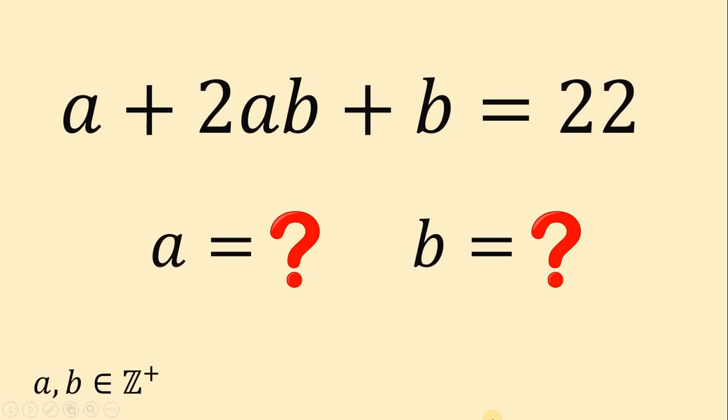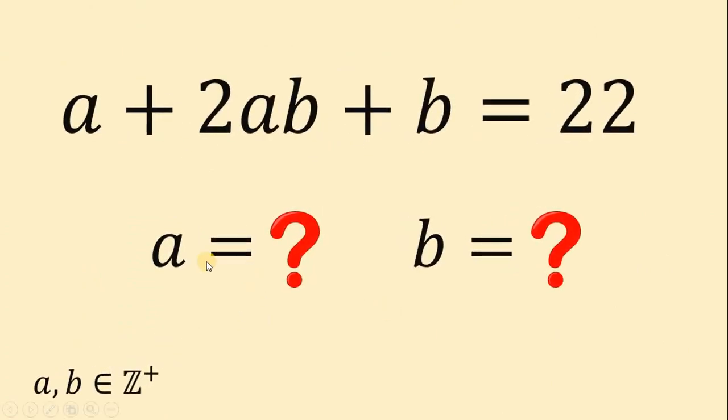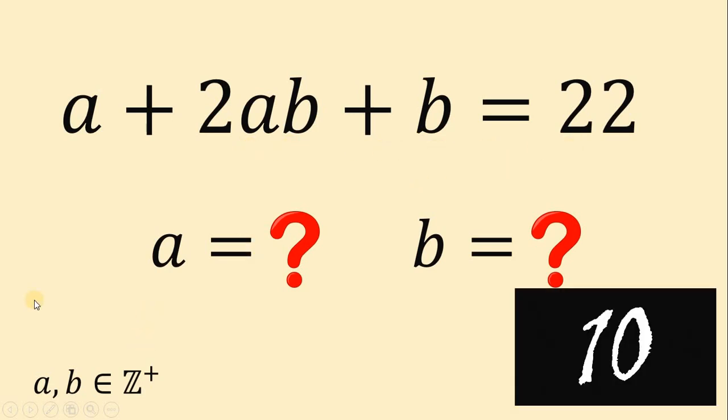Can you solve this math challenge? Here's the question. Solve for all pairs of A and B given that A plus 2AB plus B equals 22, wherein A and B are both positive integers. You can pause this video if you want to give this problem a try.